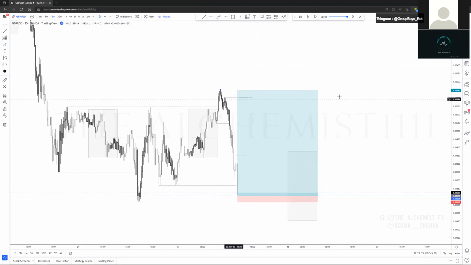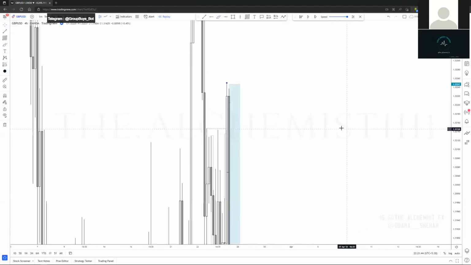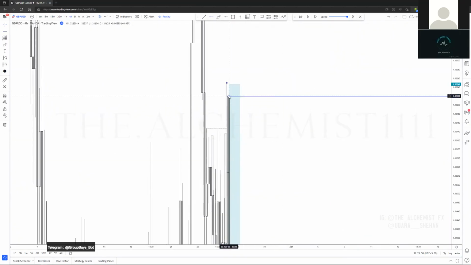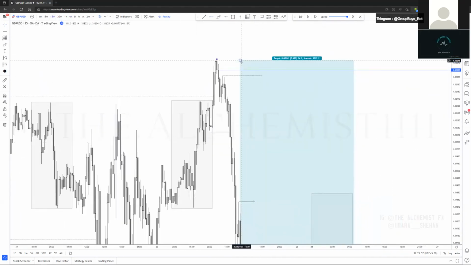So above the internal range liquidity, what did we have on the 4 hour once again? Look at this. This is where the internal range liquidity is, and right above that, the base of the wick. See that? Two rejection blocks, very easily. And then what we do is, for the buy, the safest target will be here.